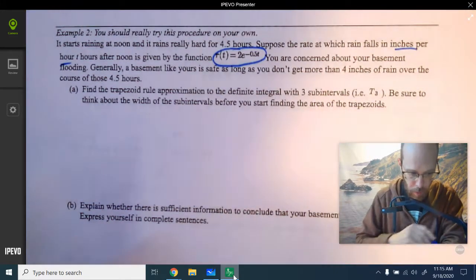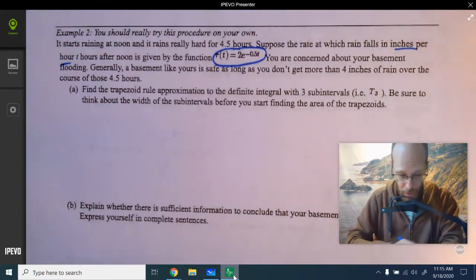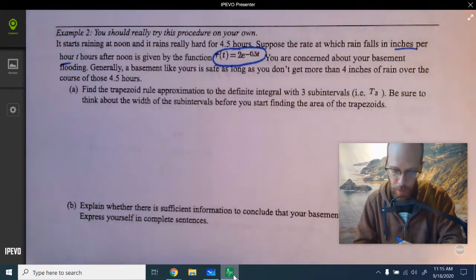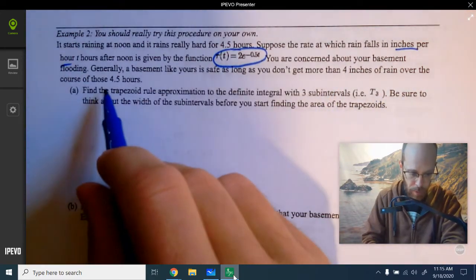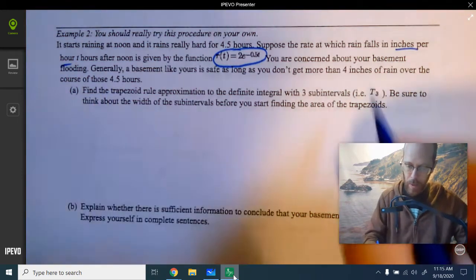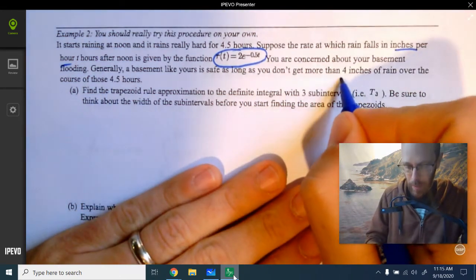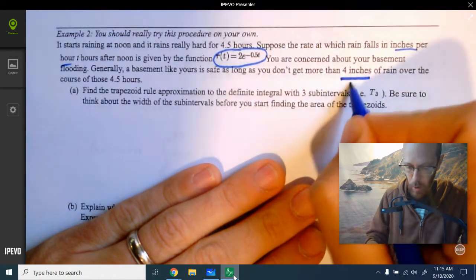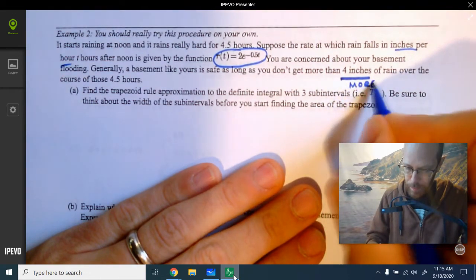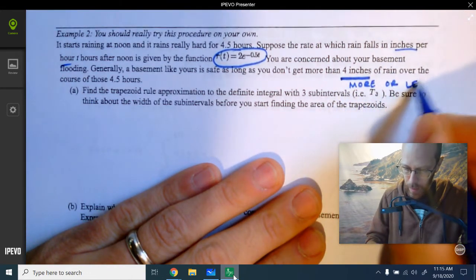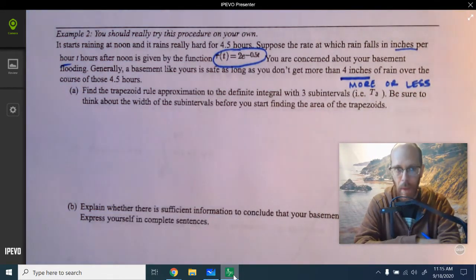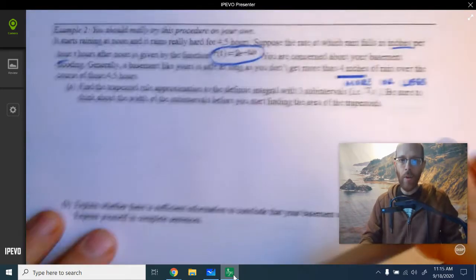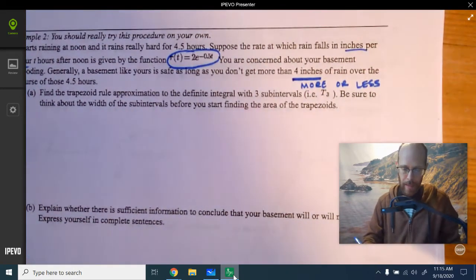You are concerned about your basement flooding. Generally, a basement like yours is safe as long as you don't get more than 4 inches of rain over the course of those 4.5 hours. So the question in this problem is, do you get more or less than 4 inches of rain, which is a lot of rain outside.